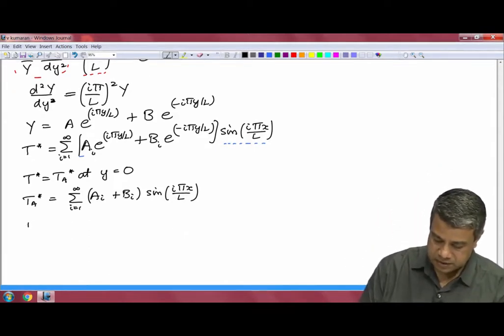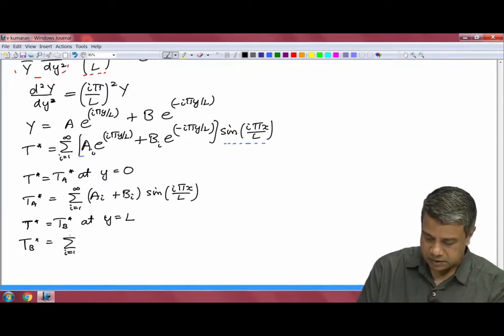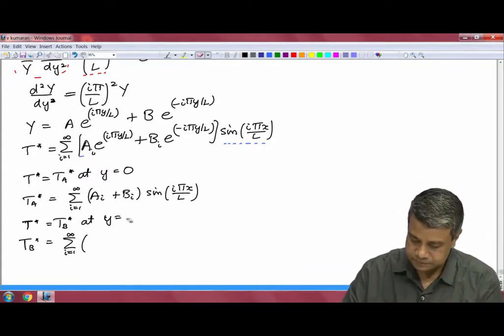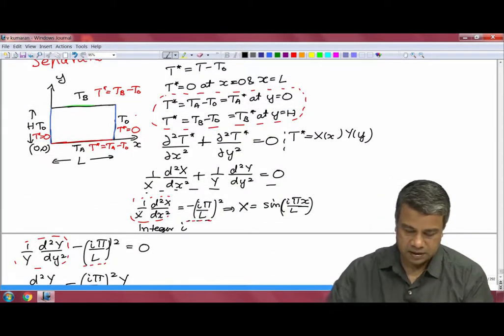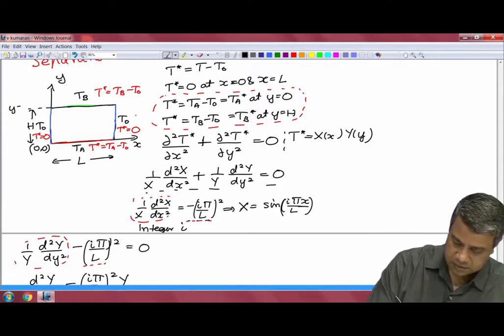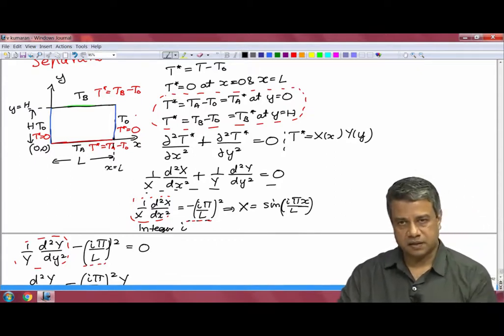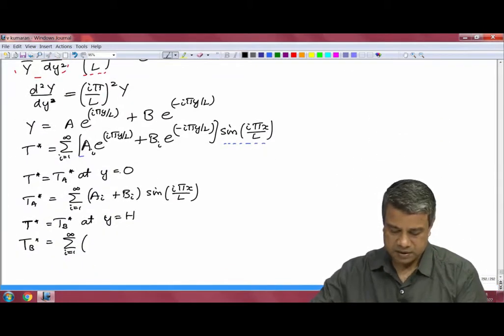The second boundary condition is T star is equal to T_B star at y equal to L. So, T_B star is equal to summation i equal to 1 to infinity of, in the exponential I have to substitute, this should be h. Recall that the boundary in the y direction is at y equal to h and in the x direction it is at x equal to L. So, this could be a rectangular block in general in which the sides do not have to be equal. So, the boundary condition has to be satisfied at y equal to h.